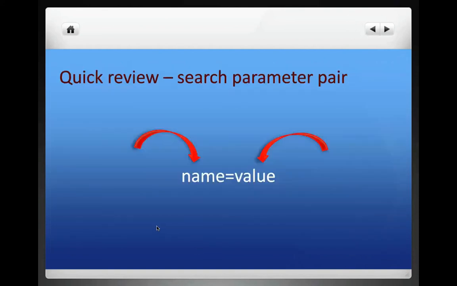All right, quick review. We have names, they have modifiers. Name is equal to a value as our search parameter. They have prefixes. The modifiers come after the name, the prefixes go before the value.